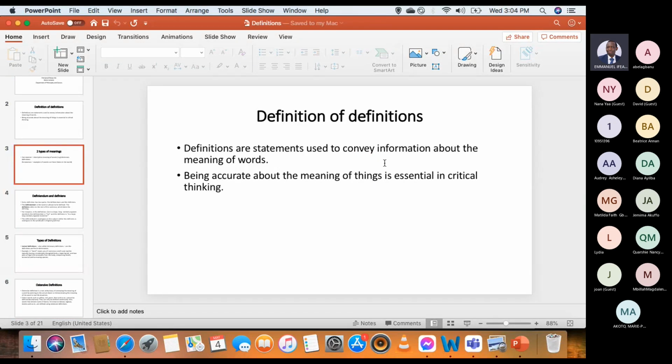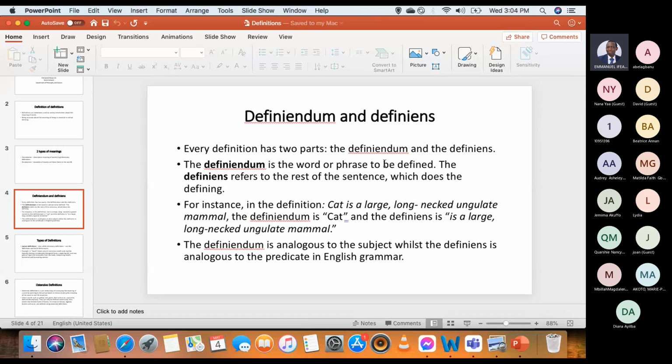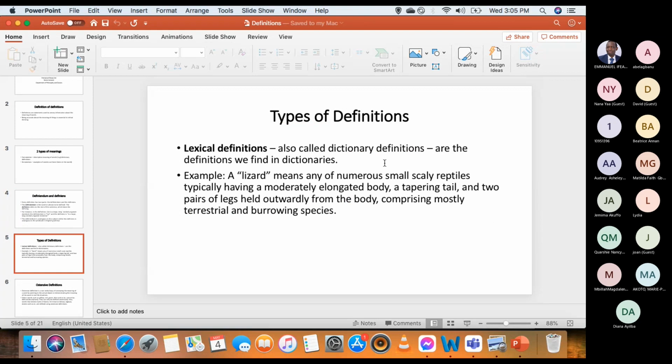Then, having seen those two kinds of meanings, we saw definiendum and definiens. The definiendum is like the subject, the definiens is like the predicate. The definiendum is that part of the sentence that is being defined. The definiens is that part of the sentence that is defining the definiendum. Then we saw types of definitions. We saw lexical definitions, which are dictionary definitions.